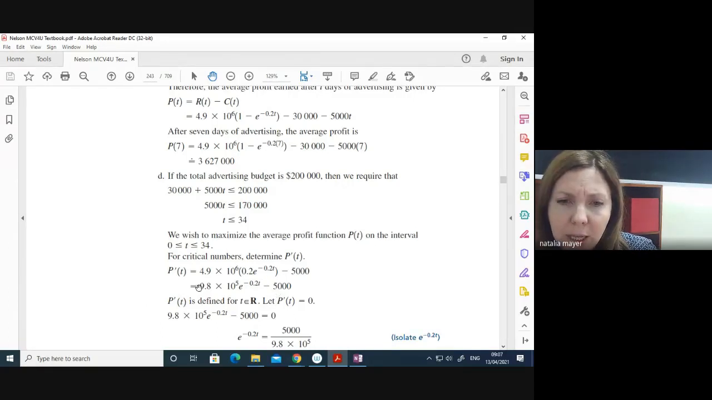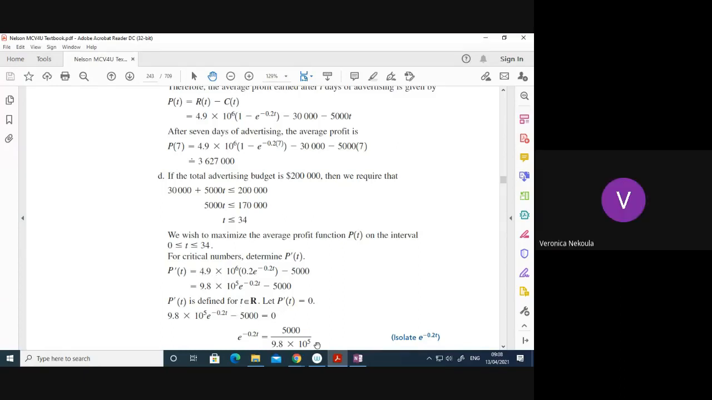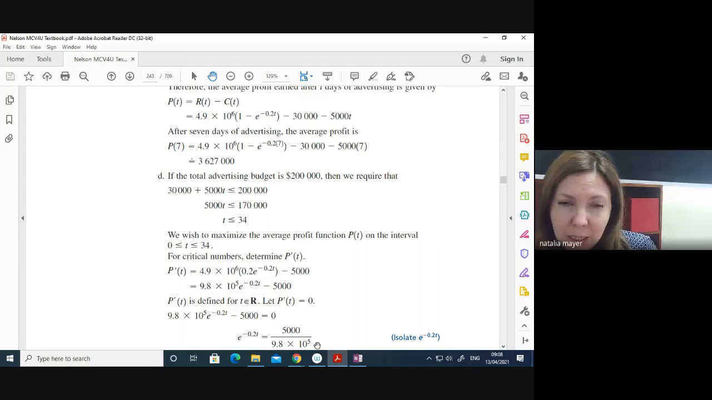Probably, what I can see, yes, not probably. You multiply 4.9 by 0.2. It will give us 0.98. 0.98, right? Yes. And then you take a 0 from here. You see it was 10 to the power of 6, and now it became 10 to the power of 5.